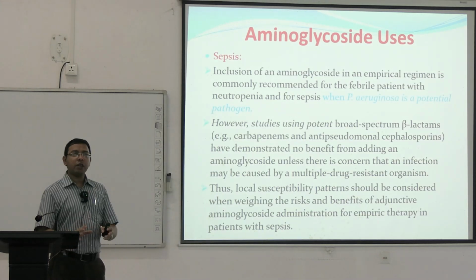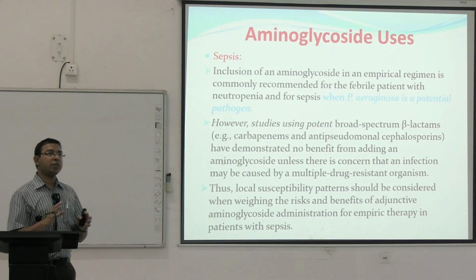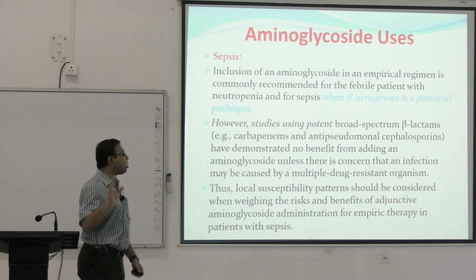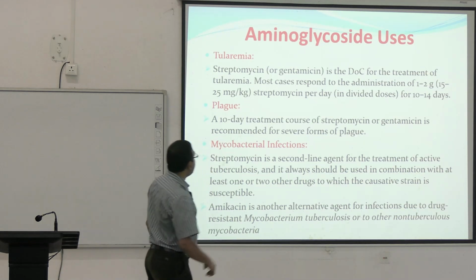Sepsis, septicemia due to the gram-negative organisms. Already we have discussed multiple times that aminoglycosides are the drug of choice, and they can be added with different other antibiotic agents. So this is more or less the same thing.